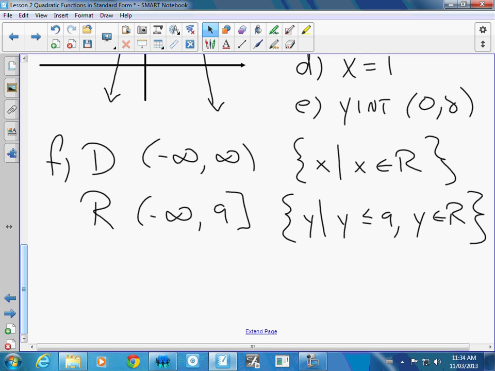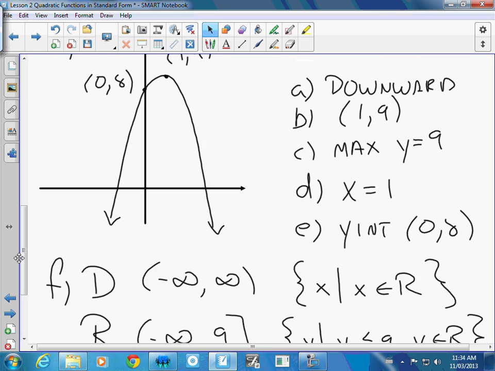Okay, now let's talk about x-intercepts. I'm not too stressed about the x-intercepts right now because we're going to do a whole big lesson on x-intercepts. The x-intercepts have a bunch of names: roots, zeros, x-intercepts. Those are common names. Basically what we're looking for is where they cross the x-axis.